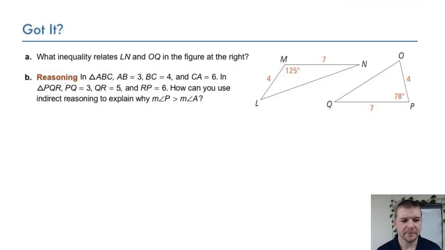Your turn. Part A. What inequality relates LN and OQ in the figure at the right? And Part B, a reasoning item. In triangle ABC, AB equals 3, BC equals 4, and CA equals 6. In triangle PQR, PQ equals 3, QR equals 5, and RP equals 6. How can you use indirect reasoning to explain why the measure of angle P is greater than the measure of angle A?